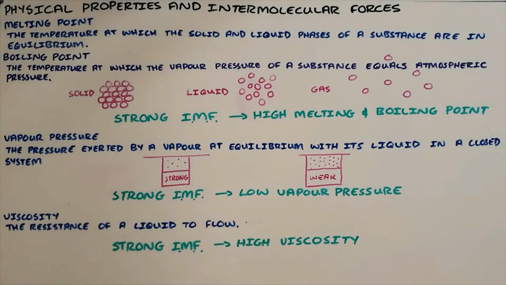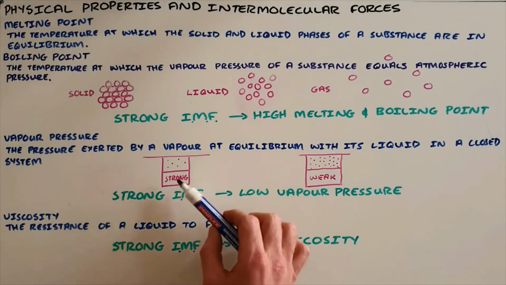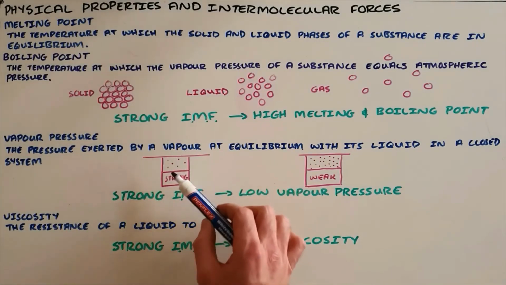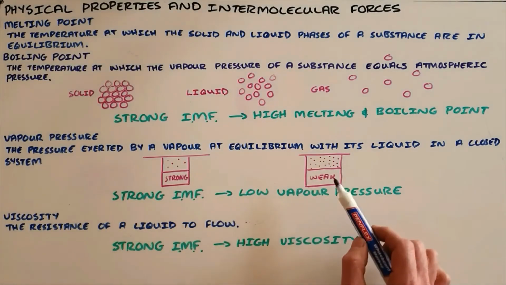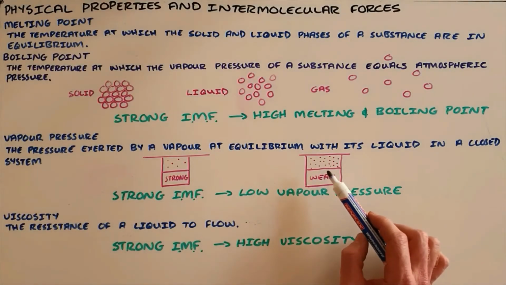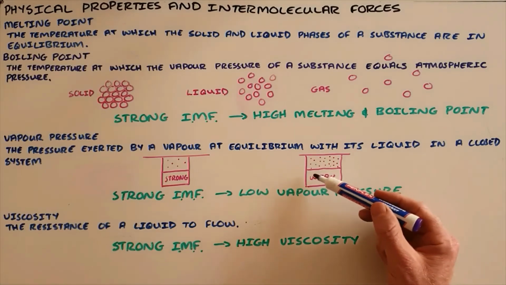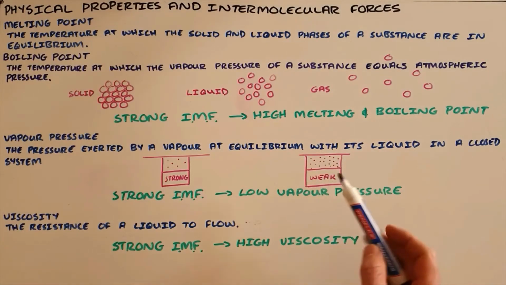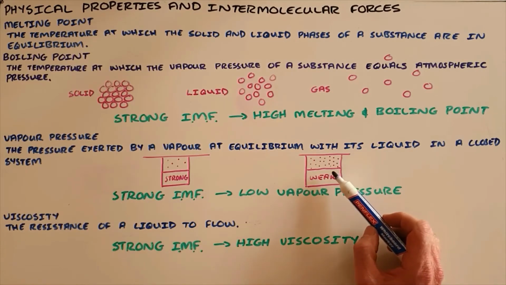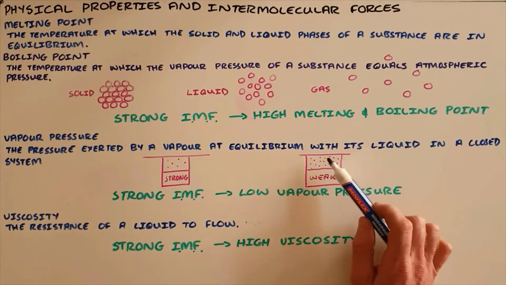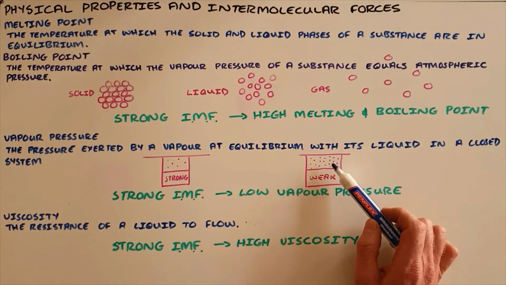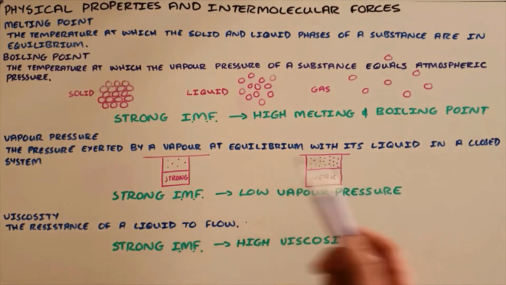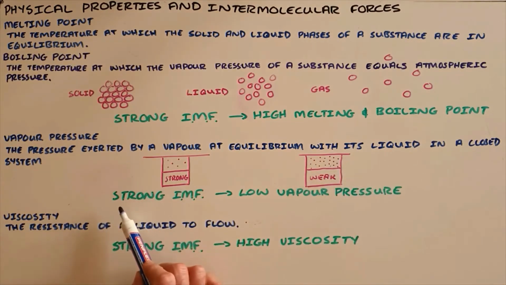Now, a substance that has strong intermolecular forces would not easily allow particles to escape, unlike a substance with weak intermolecular forces where the particles are able to easily escape that liquid and become a gas. So what we find is that substances with weak intermolecular forces have more gas particles, and as a result a higher vapor pressure. And so we can summarize as this: strong intermolecular forces result in a low vapor pressure.